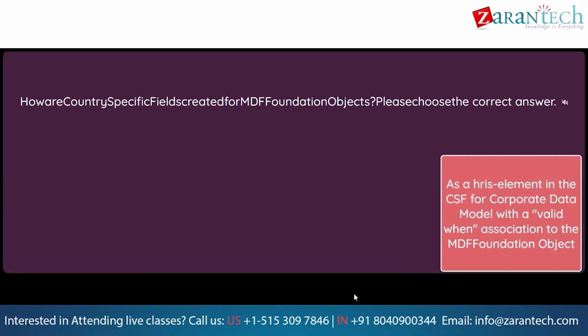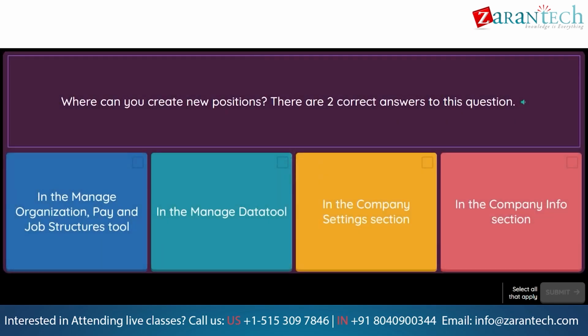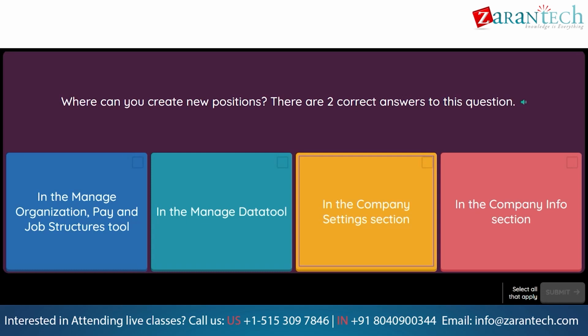Question: Where can you create new positions? There are two correct answers to this question. Option 1, in the Manage Organization, Pay and Job Structures tool. Option 2, in the Manage Data tool. Option 3, in the Company Settings section. Option 4, in the Company Info section.